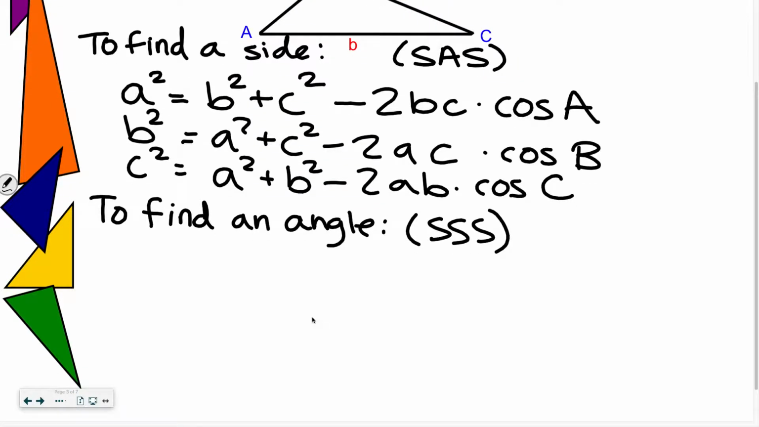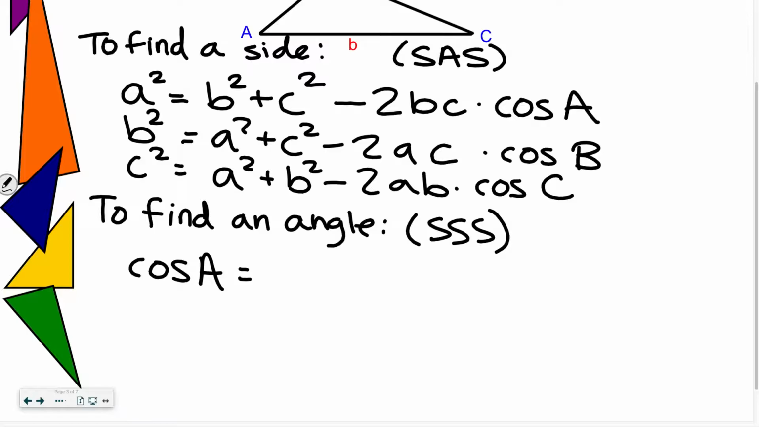Okay, we're basically taking this equation and solving backwards. If you wanted to find an angle, you'd really want to get to angle A, angle B, or angle C over here. So I'm going to start with A.